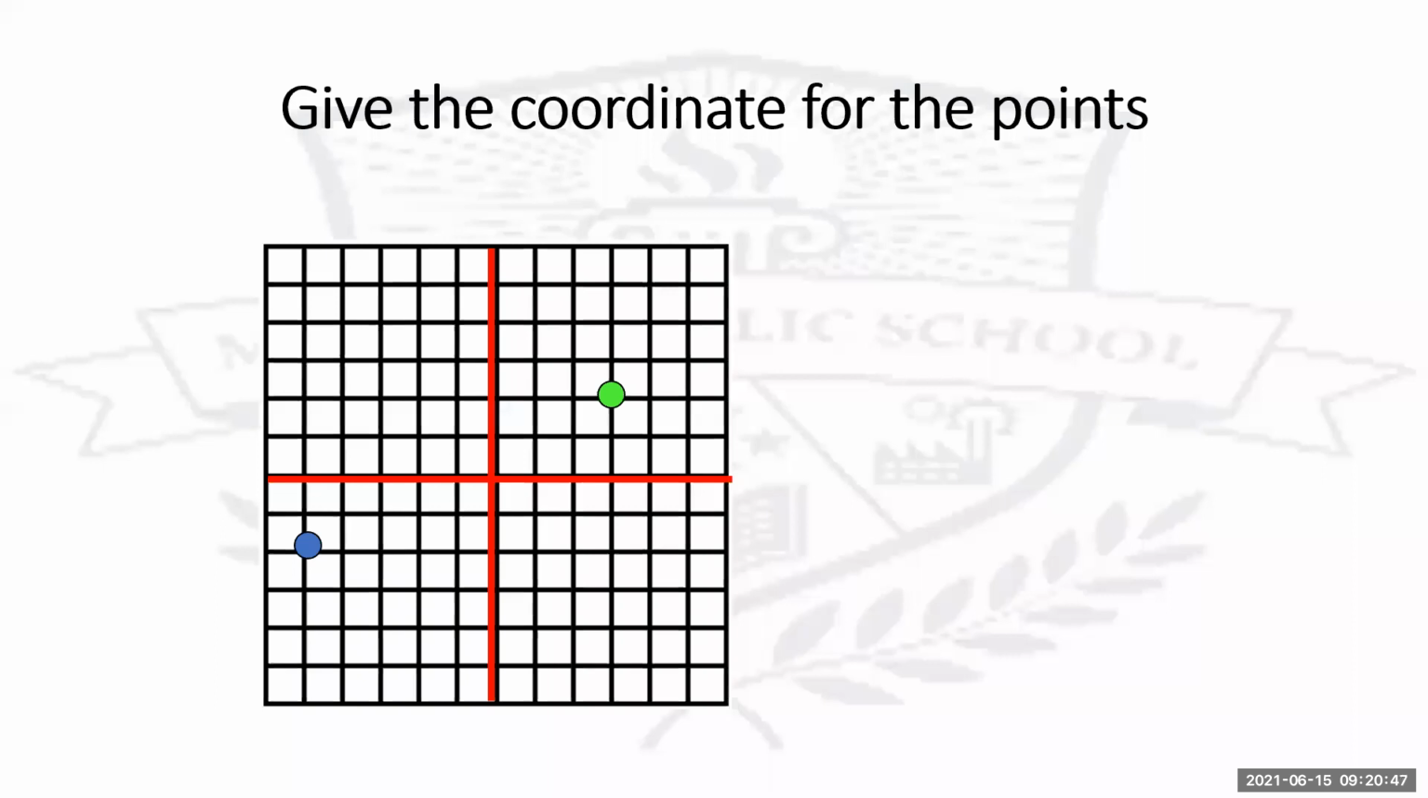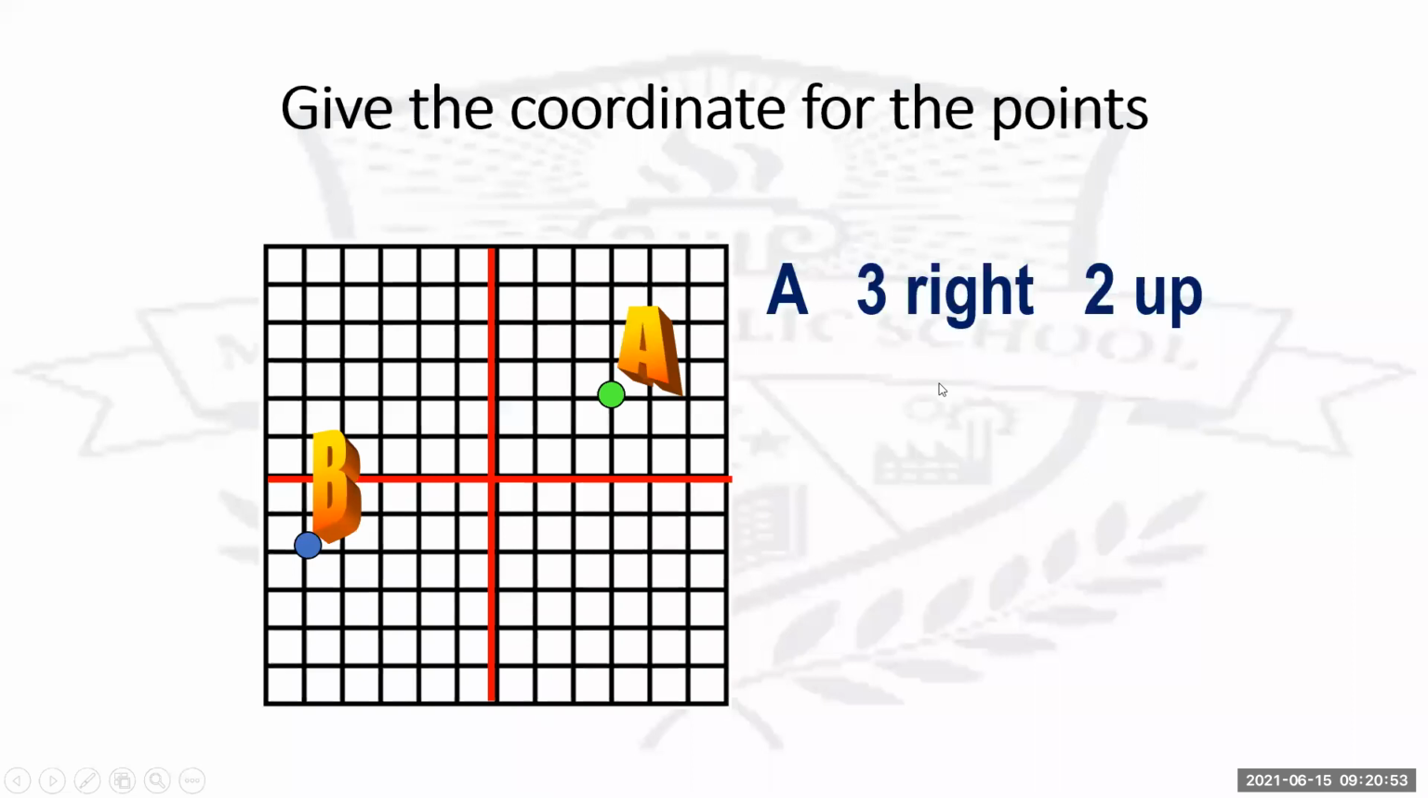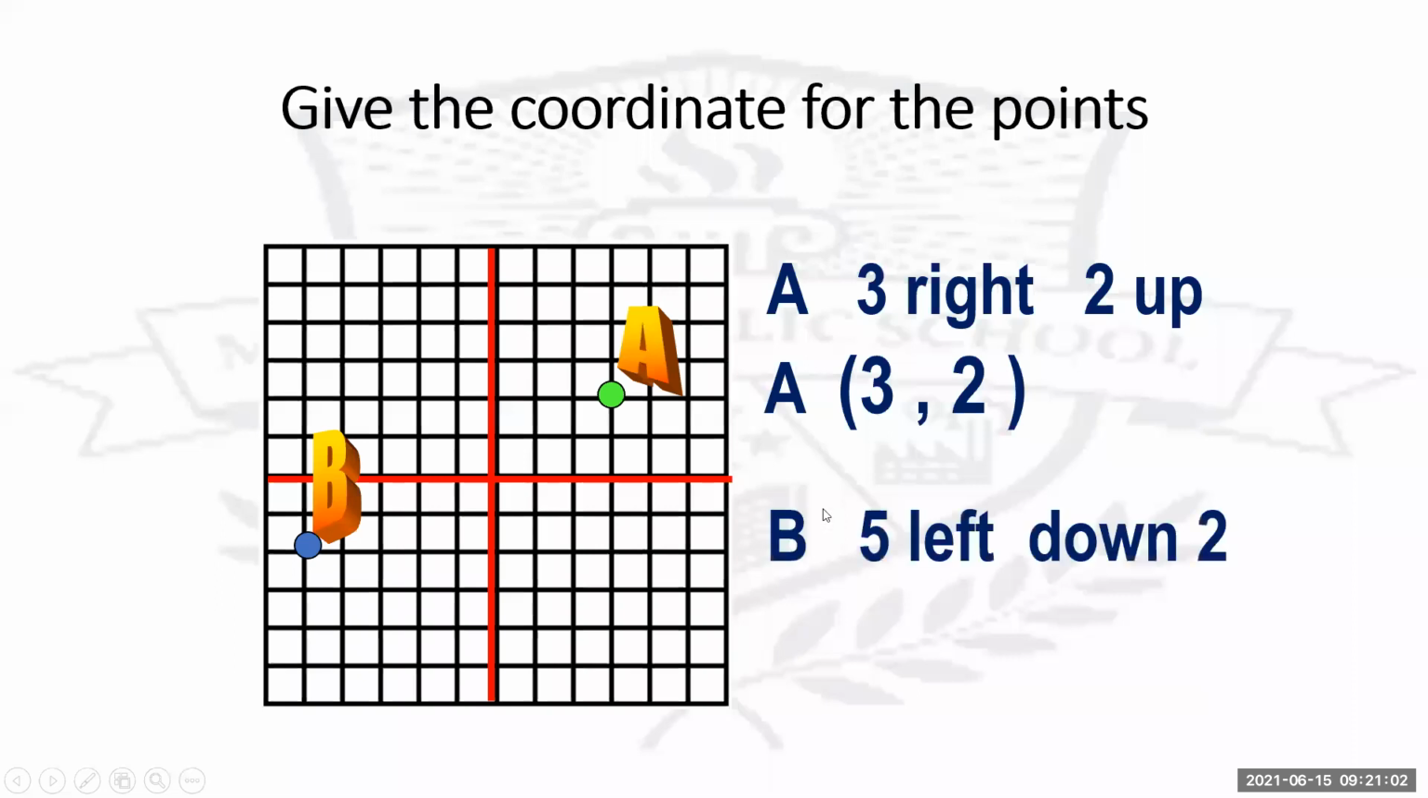Is this clear? You have to count the number of places you are moving. Yes, sir. Okay. Check A, 3 right, 2 up. So it is 3 comma 2. And for B, 5 left, 2 down. It is -5 because you're moving towards the left, and -2. So -5 comma -2. Very good, Vita.